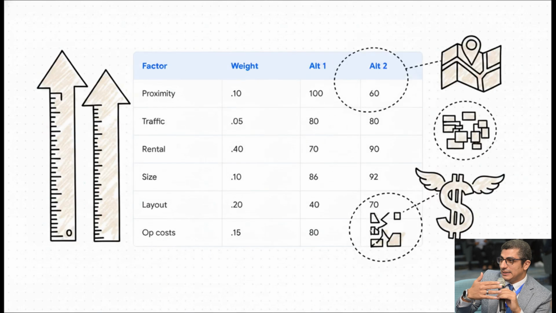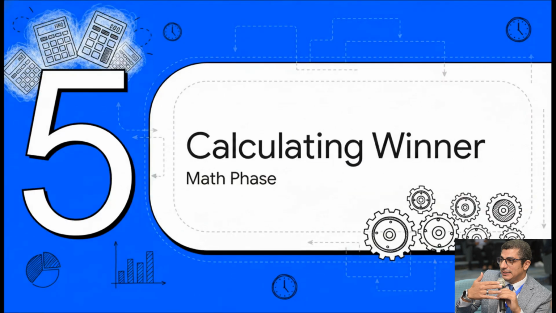Next up, we execute steps 3 and 4 by deciding on a scale from 1 to 100, and then scoring each location based on how well they perform in each category. For example, Alternative 1 has a perfect 100 for proximity to an existing store, but a rather poor 40 for its layout. Meanwhile, Alternative 2 has a much better layout score of 70 and a fantastic rental cost score of 90.